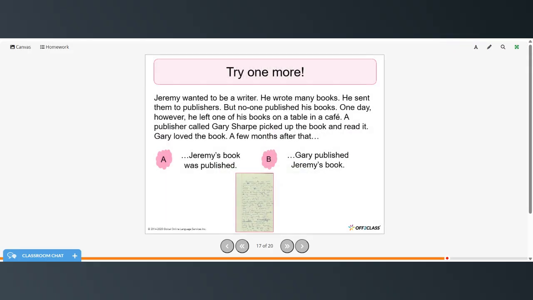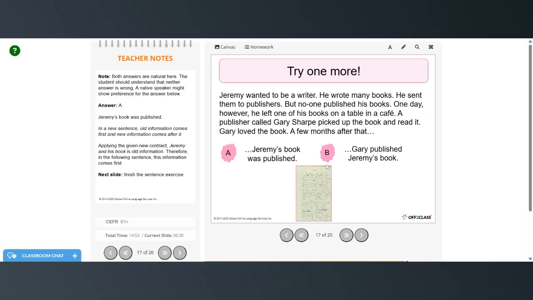Jeremy wants to be a writer. He wrote many books. He sent them to publishers, but no one published his books. One day, however, he left one of his books on a table in a cafe. A publisher called Gary Sharp picked up the book and read it. Gary loved the book. A few months after that, would we say Jeremy's book was published, or Gary published Jeremy's book? So here we would say Jeremy's book was published because the book is the given information.